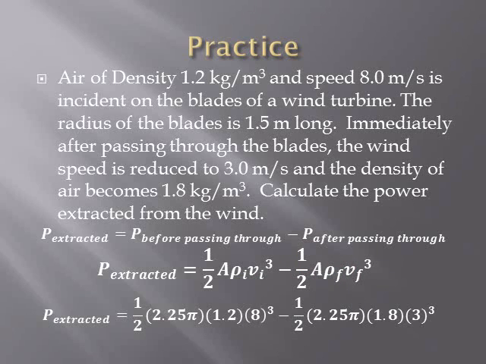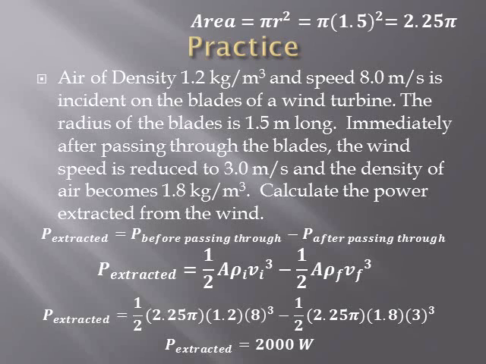We just have to plug it all in, keeping in mind that A is the area of the circle swept out by the blades. So the radius, again, is 1.5, and we simply do pi r squared. This right here, 2.25, is 1.5 squared. Then we put all the information in, and we calculate about 2,000 watts is how much power we have extracted from that wind. And there's my area equation.